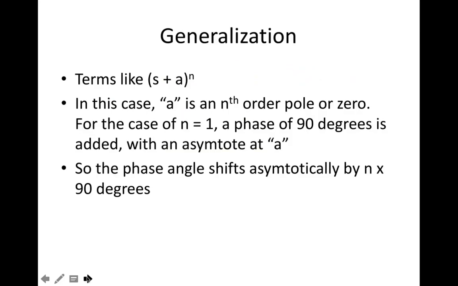Okay, which brings us to the terms in s plus a to the n. So this would be like your poles or zeros located at a, and this would be nth order. So for the case of n equals 1, a phase of 90 degrees is added. If n is equal to minus 1, a phase of 90 degrees is subtracted. And you have an asymptote, or a transition, that occurs at a. So the phase angle shifts asymptotically by n times 90 degrees.